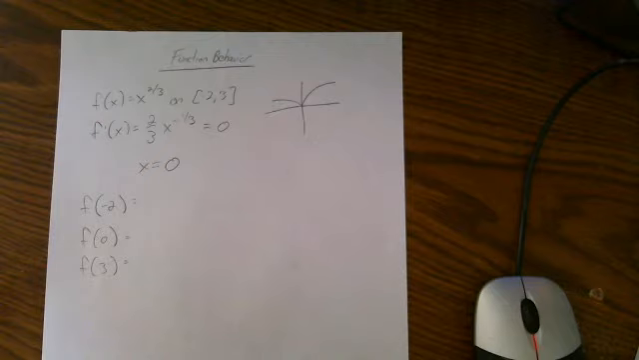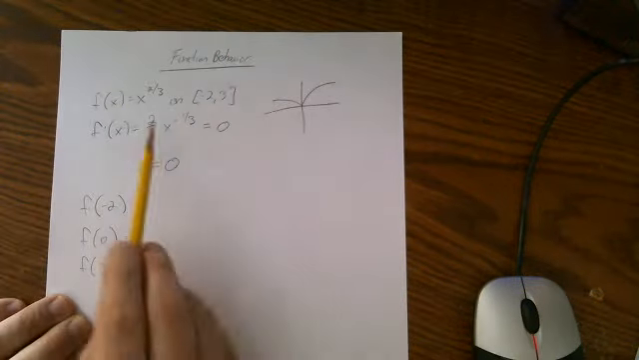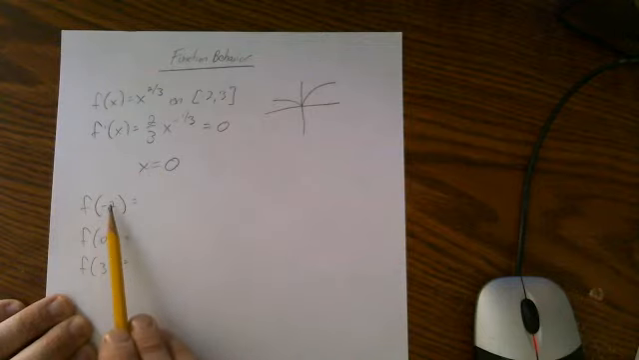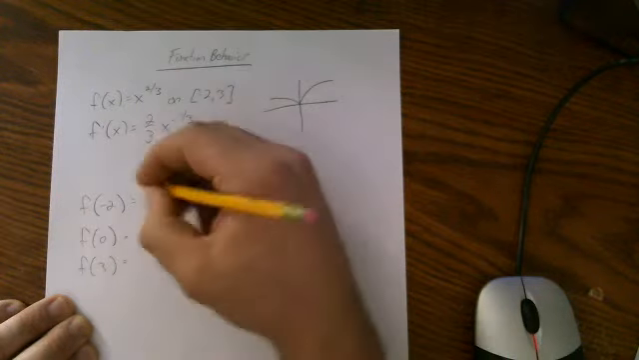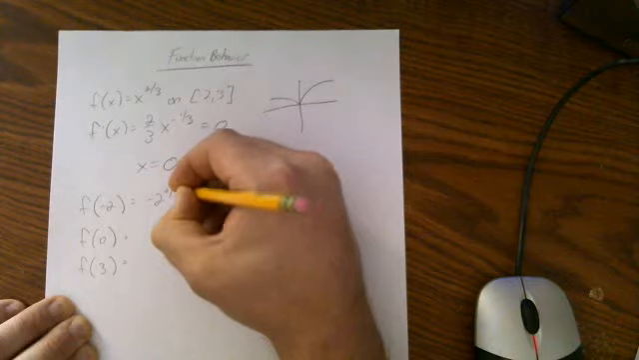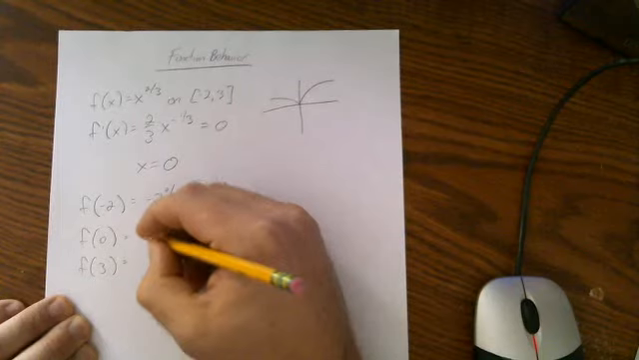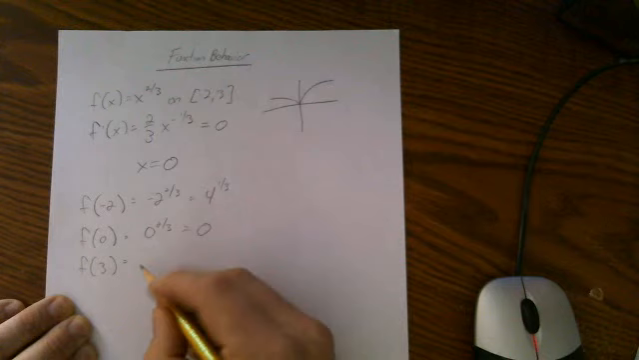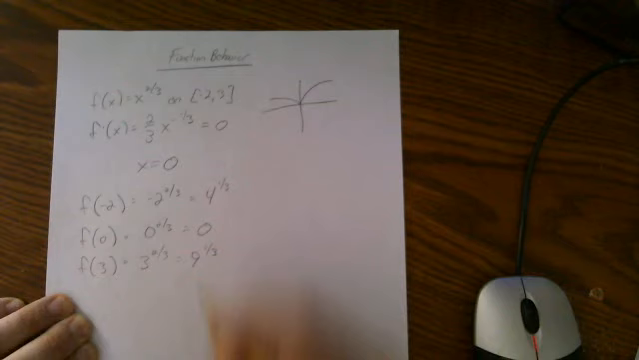You're listing your absolute extremes as x values, but you are referring to their y values to distinguish. So the only reason we took the first derivative was to find critical points. F of -2, you're evaluating the function. We're not evaluating the derivative. This is -2 to the 2/3, which is 4 to the 1/3 power. F of 0 is 0 to 2/3, which is 0. F of 3 is 3 to 2/3, which is 9 to the 1/3 power.